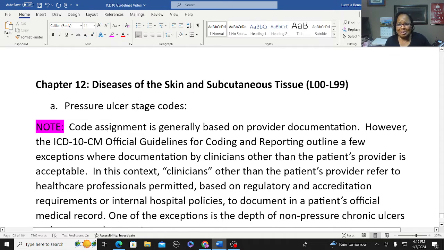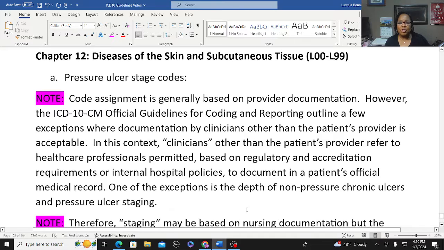Now, I did make a couple of notes like I always do. I just said code assignment is generally based on provider documentation. You know, in your medical coding programs, you're taught we don't code what nurses do. We don't code what other ancillary service providers document. We only code based on physician documentation. However, the ICD-10-CM official guidelines for coding and reporting outline a few exceptions where documentation by clinicians other than the patient's provider is acceptable. So in this context, clinicians other than the patient's provider refer to healthcare professionals permitted based on regulatory and accreditation requirements or internal hospital policies to document in a patient's official medical record.